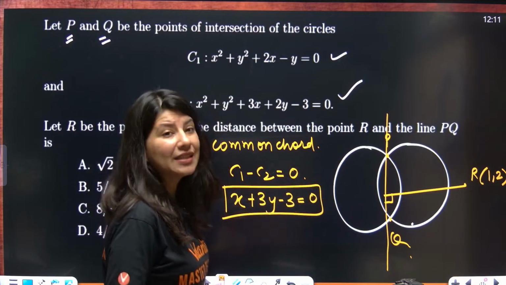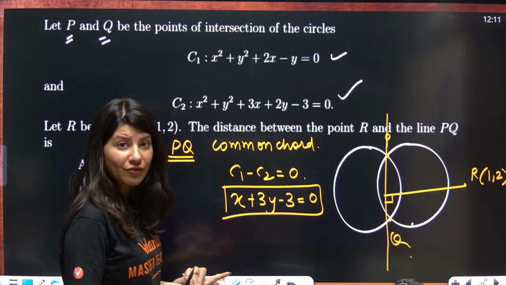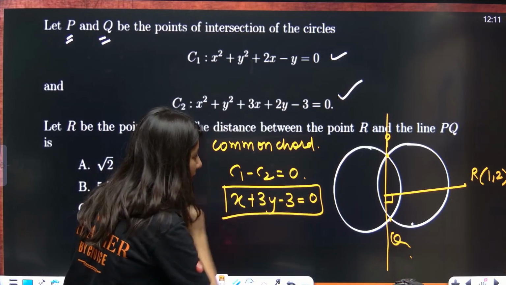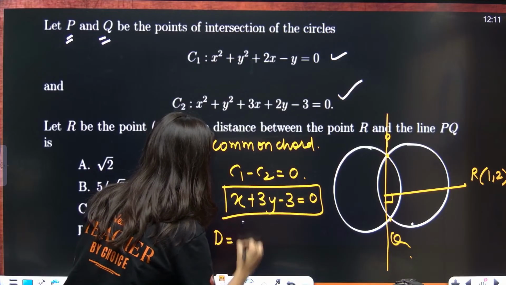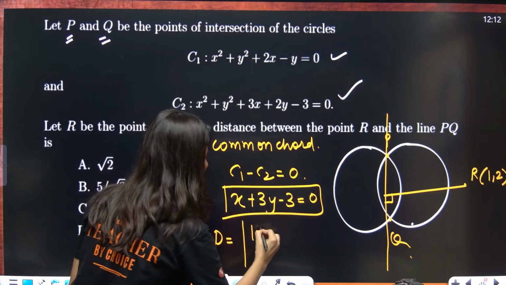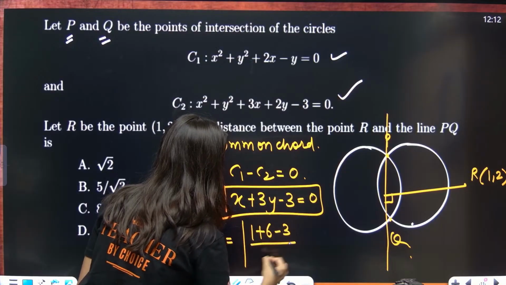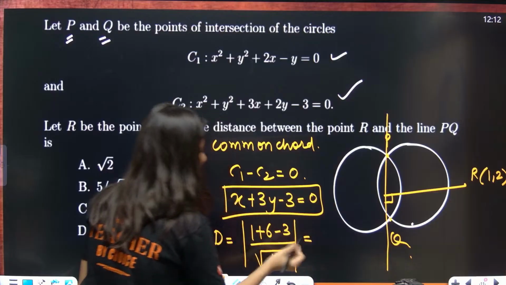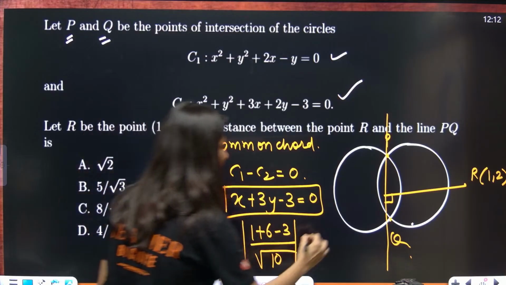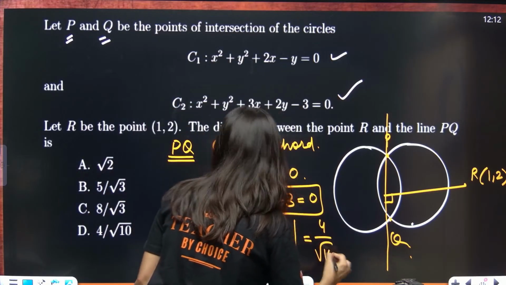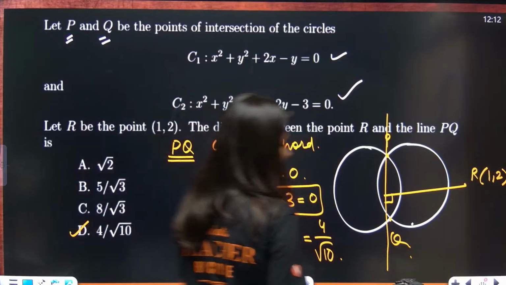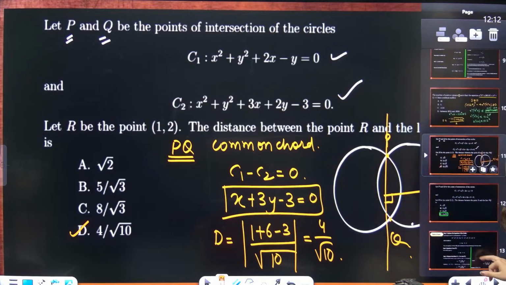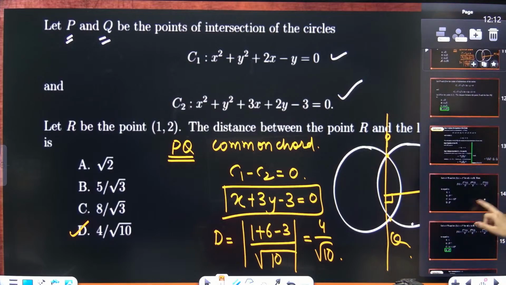This is your point (1, 2). Now you know the formula for the distance of a point from a line. So put this point over here. Distance will be modulus of 1 plus 6 minus 3 upon square root of 9 plus 1, that is 10. So that is going to give you 4 by root 10. Everybody? Yes, 4 by root 10. Option D is absolutely correct. Okay, everybody getting it? Shall we move on to the next problem?